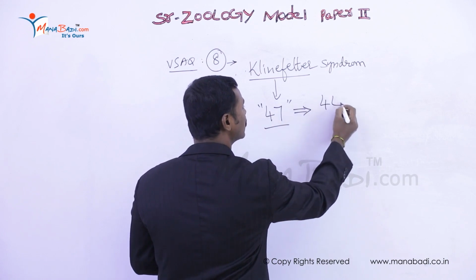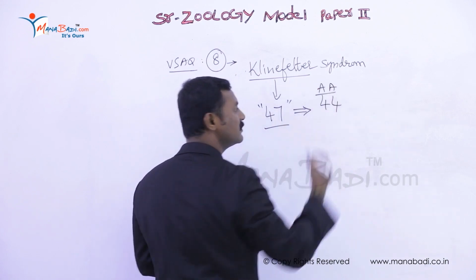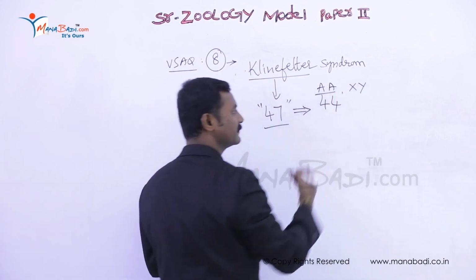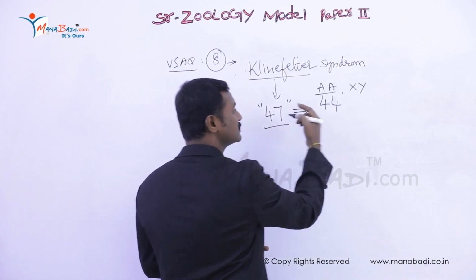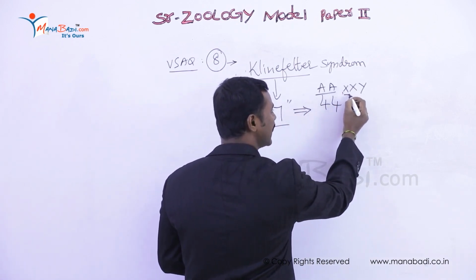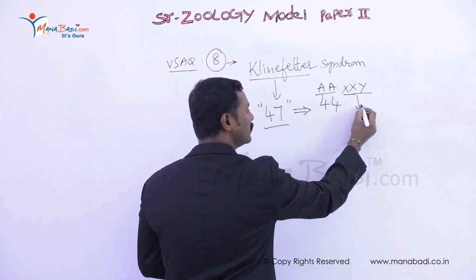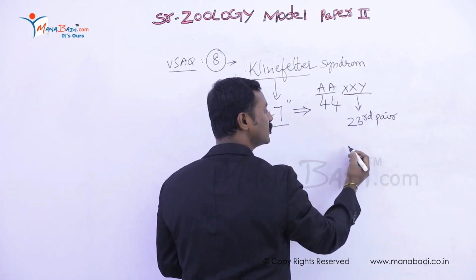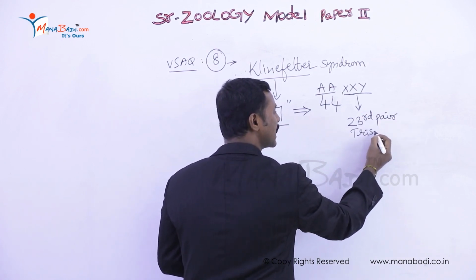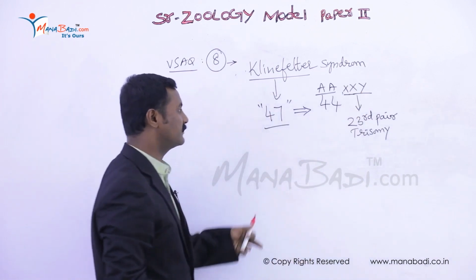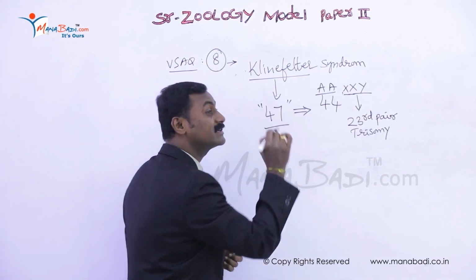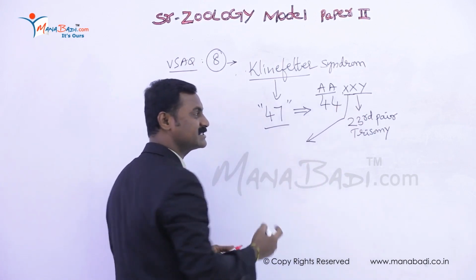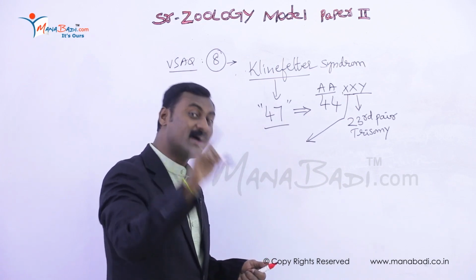Generally, autosomes are 44. What about the allosomes? They must be XY. But here, one chromosome is extra. So that's why you can see XXY condition. The 23rd pair, that is the allosome, shows trisomy. Because of this, they show 47 chromosomes. One extra X chromosome is there. Instead of XY, you are observing XXY.